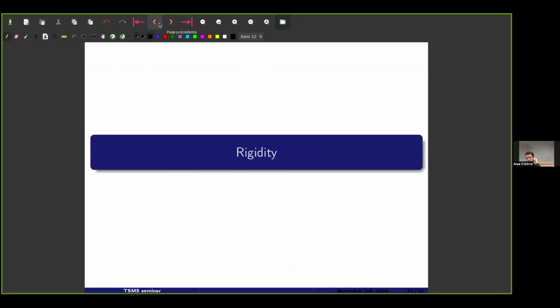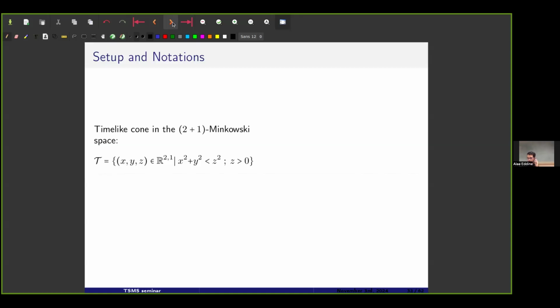Okay. I think I will go just a little bit to define the objects, and then I will stop for this part. So let's take a context where we don't have this problem.